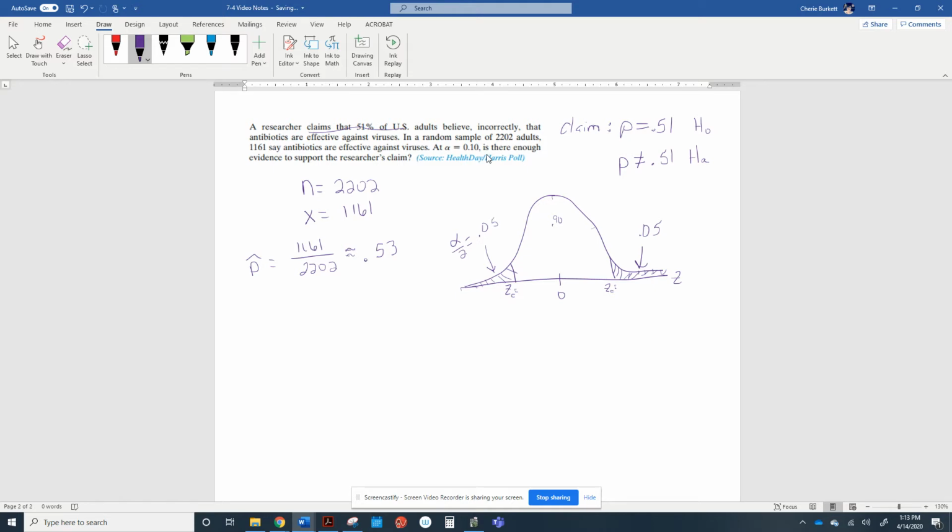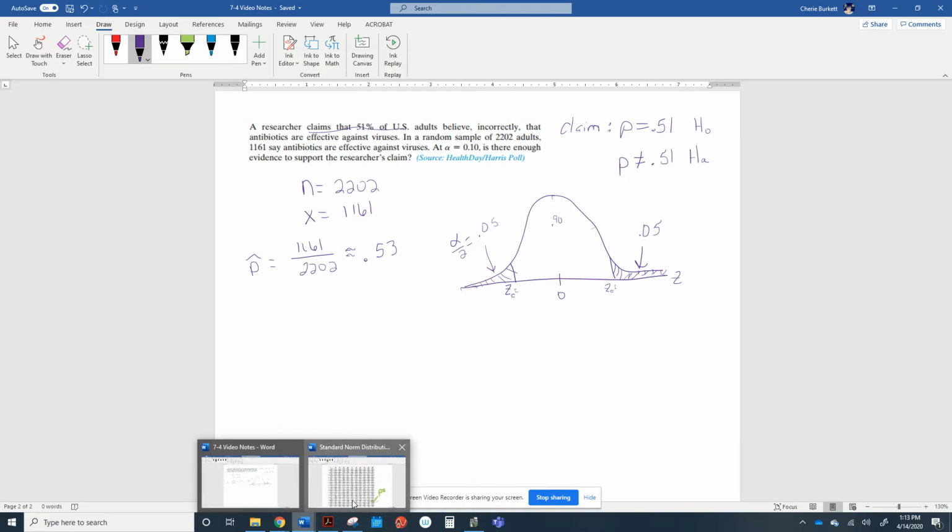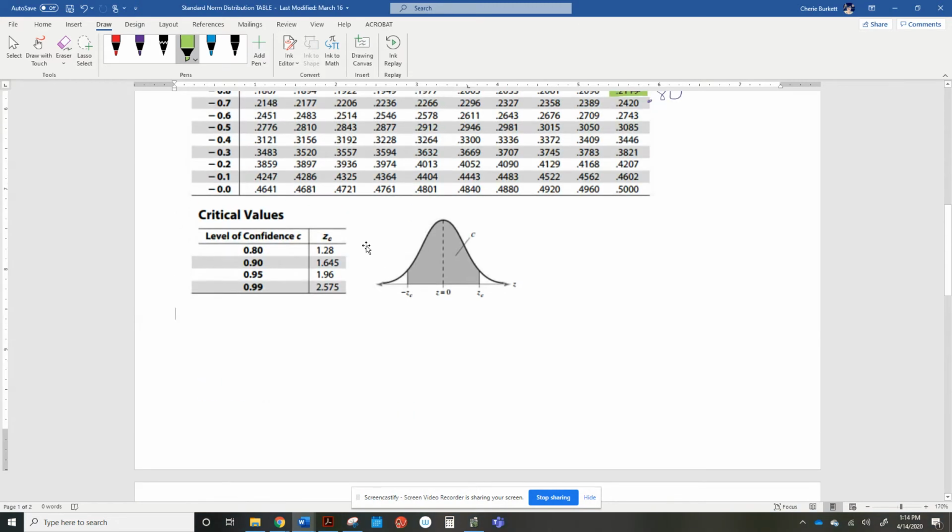We can find that using the calculator. This is an inverse norm area, so we can get our critical value right there, or you could also always look it up on the Z table. Since it's a two-tail test and 90% in here is shaded, that means that a total of 10% is not shaded. So even though this is not a confidence interval, for the two-tail test we could still use this table.